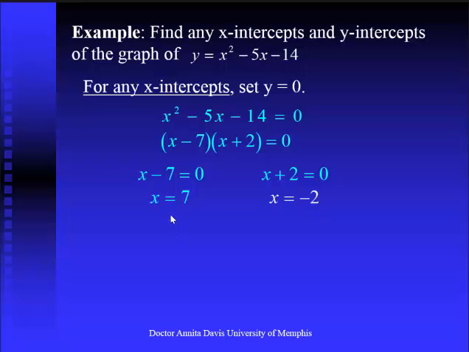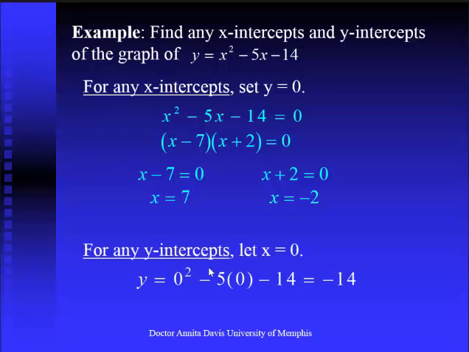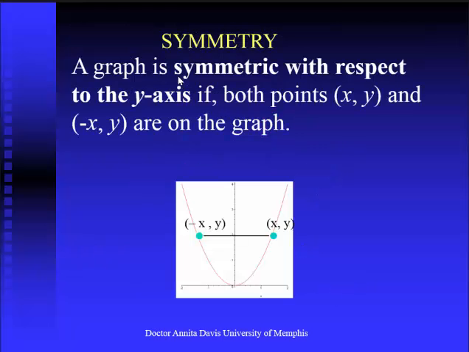Therefore, the x-intercepts are 7 and negative 2. To find any y-intercepts, we set x equal to 0 in the equation. So we have y equals 0 squared minus 5 times 0 minus 14, which is negative 14. Next, we discuss symmetry of an equation.